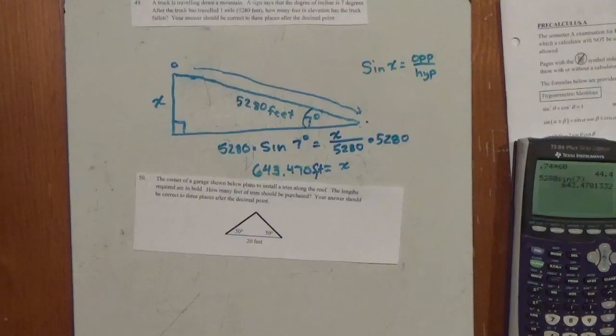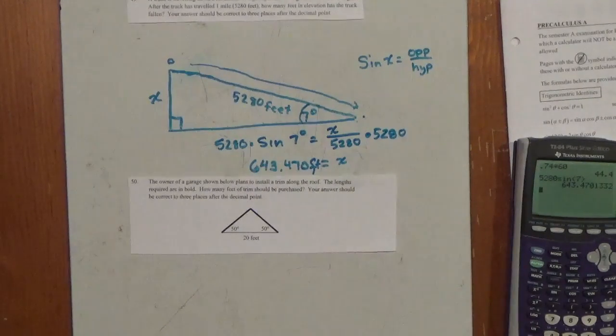Number 50. The owner of a garage shown below plans to install a trim along the roof. The lengths required are in bold. How many feet of trim should be purchased? Your answer should be correct to 3 decimal places after the decimal point.